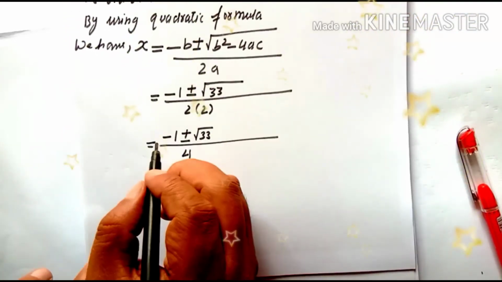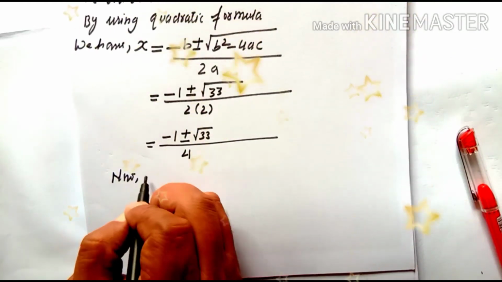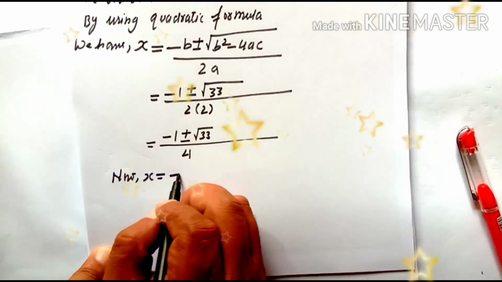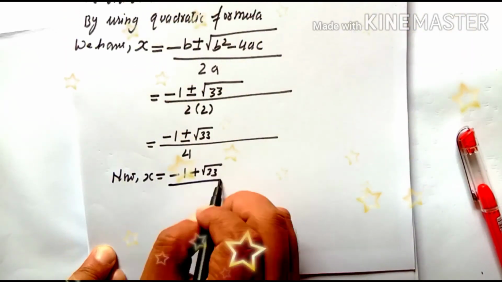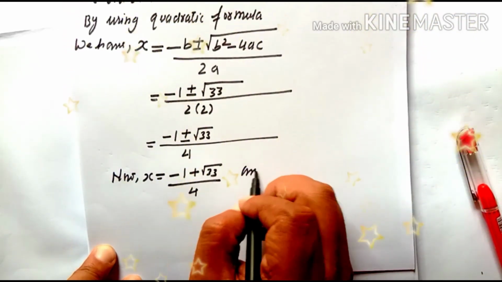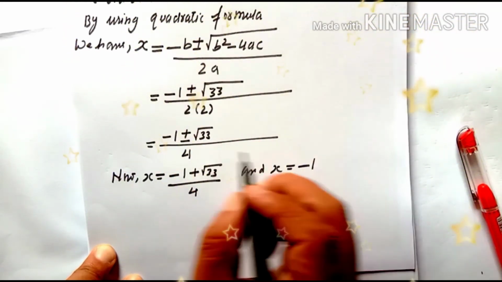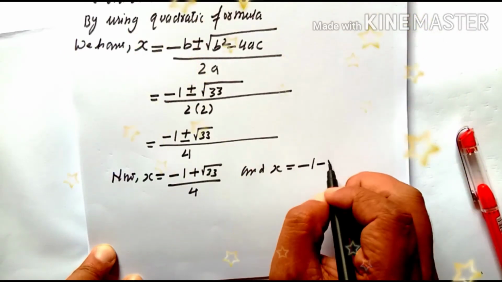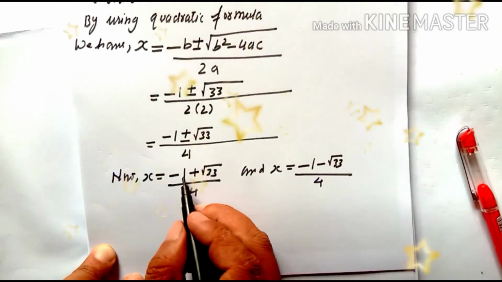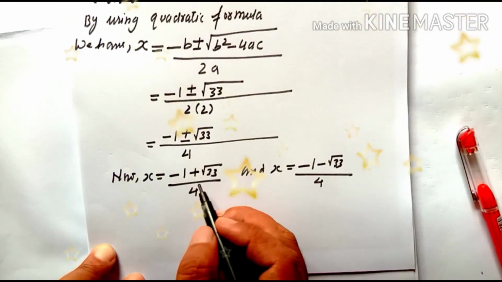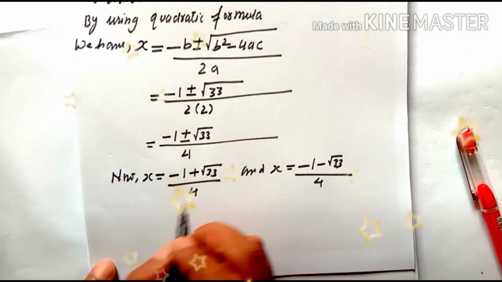Now you can separate this into two parts. Now x equals negative 1 plus root of 33 upon 4, and the second part will be x equals negative 1 minus root of 33 divided by 4. Rational and irrational can't be added or subtracted. So we can just keep it up to there.